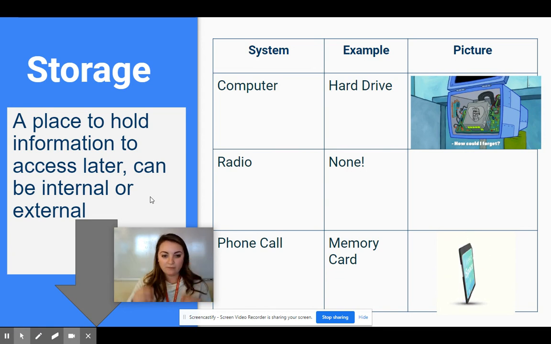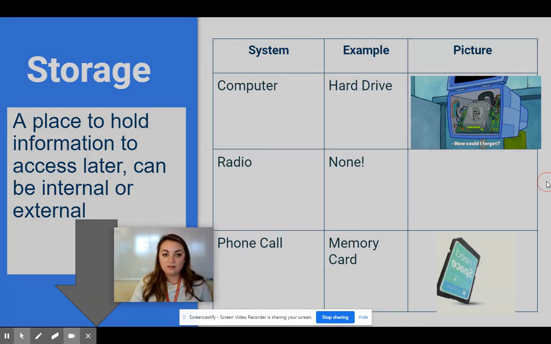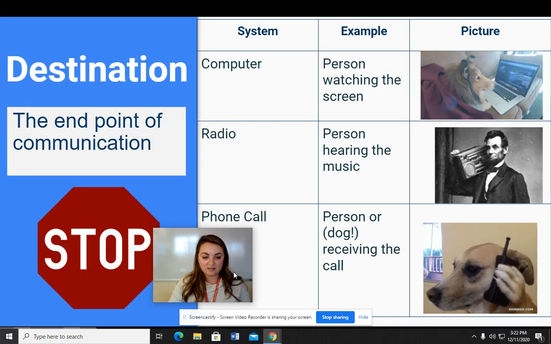We can just pull them from that server, wherever that external storage was, and download it onto our phone. We also have memory cards, like we know that we can save things on and then access later. So that is storage. If the message is ready to be accepted or viewed or accessed, we have reached the end point of communication, which is the destination.